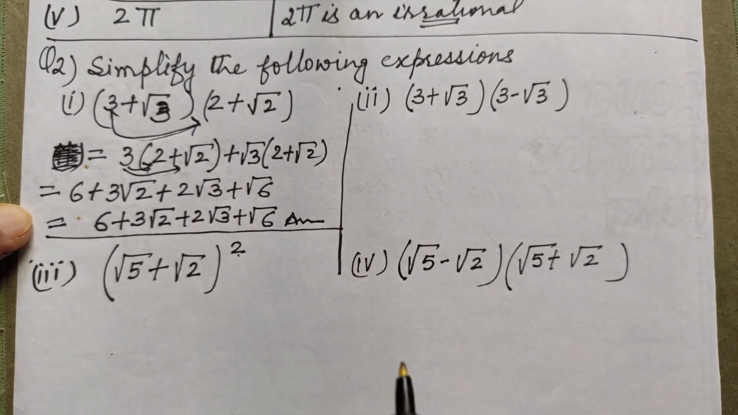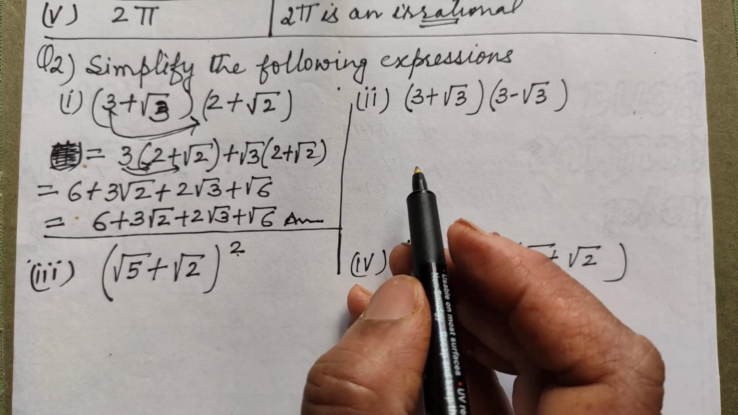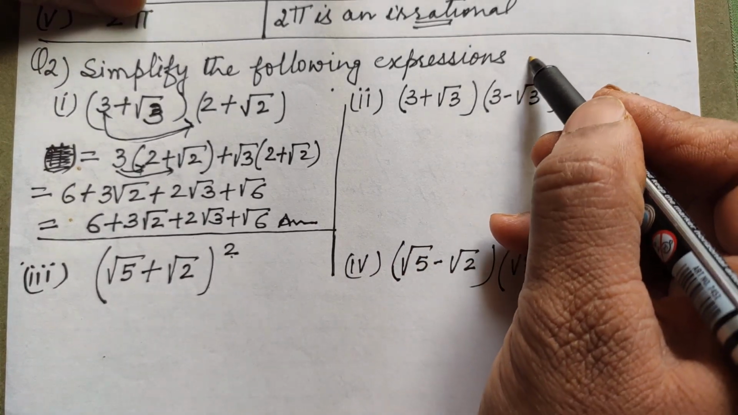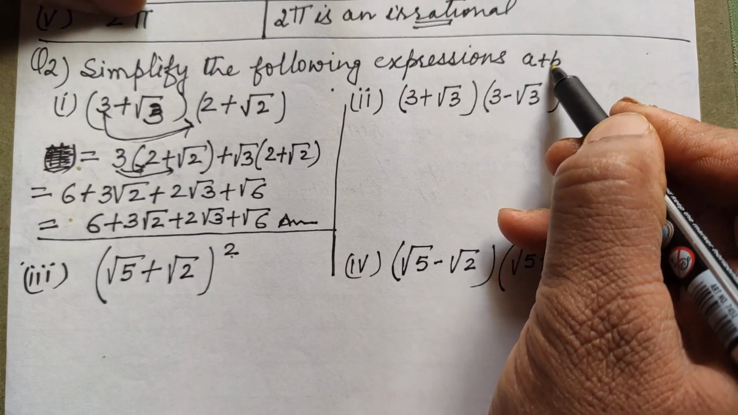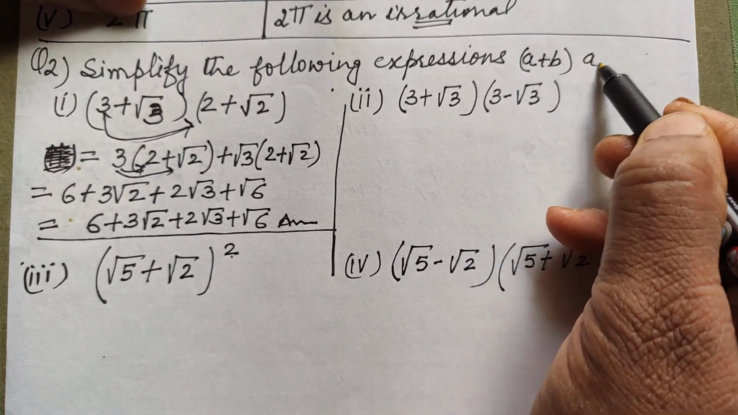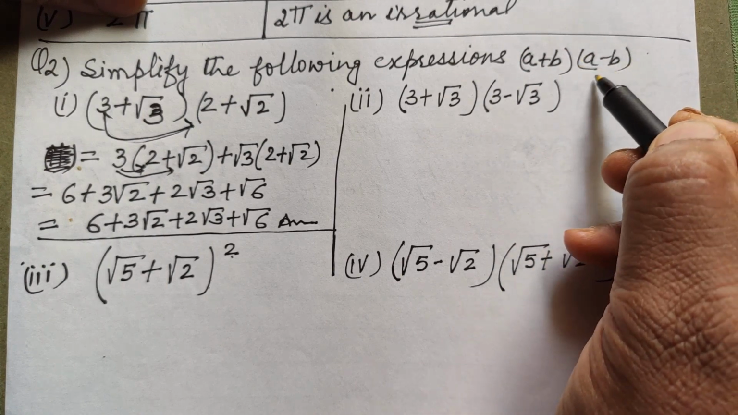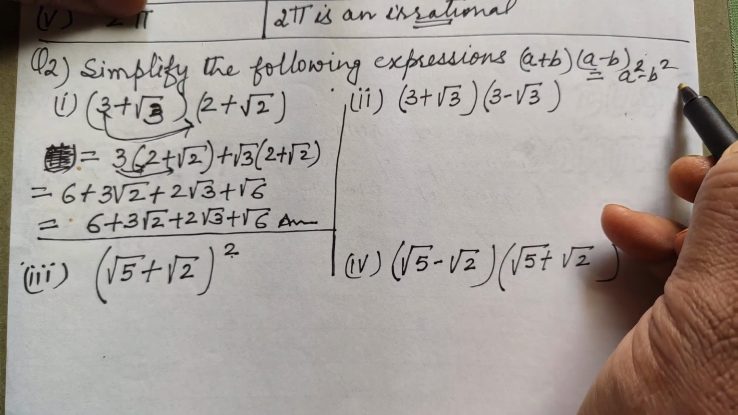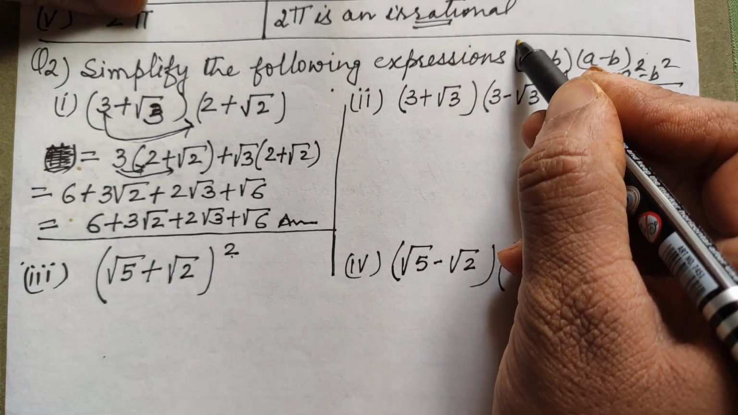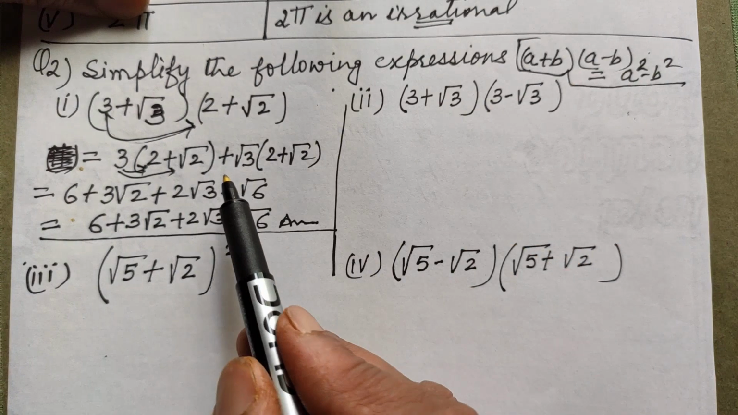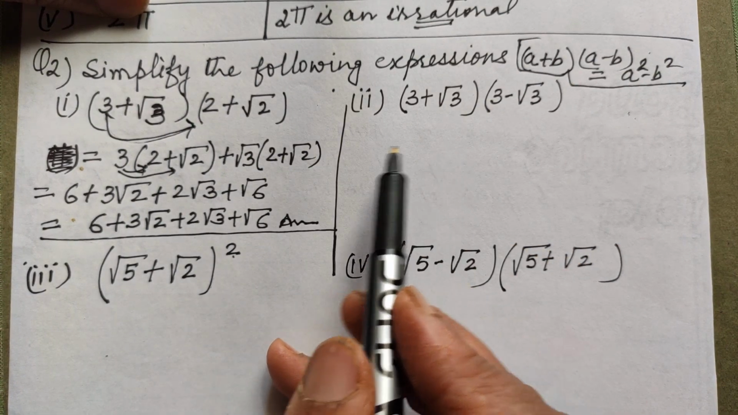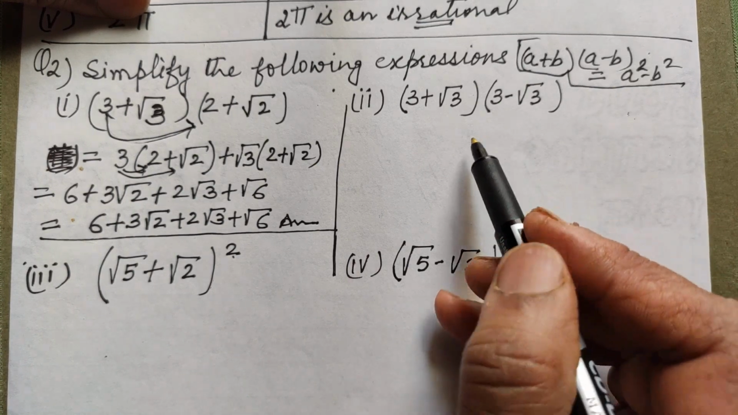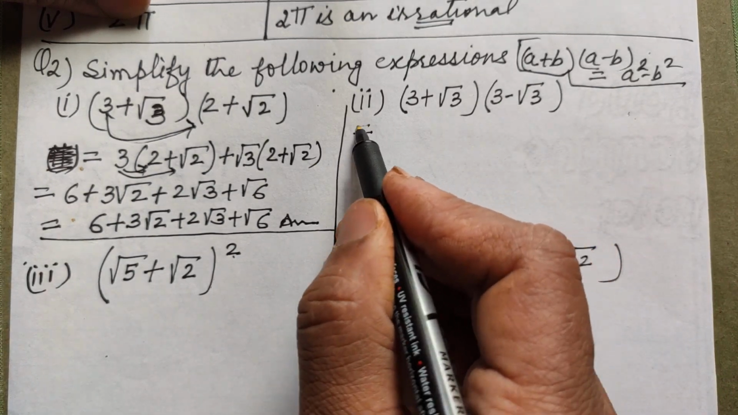Look at the second one. If you can recall, there is an identity which reads like this: a plus b when multiplied with a minus b, and expression goes finally as a square minus b square. So choice is yours. You can do it by the first method, by the direct multiplication, or by the use of this identity. So this time I am using the identity.